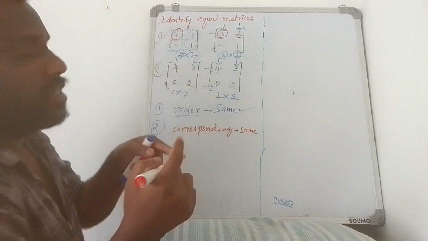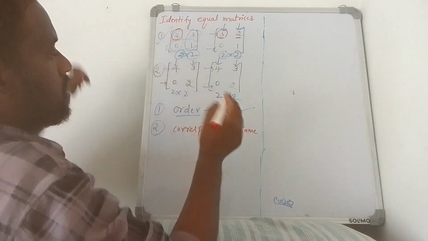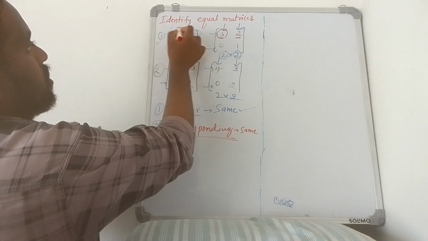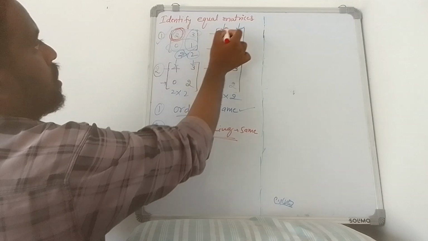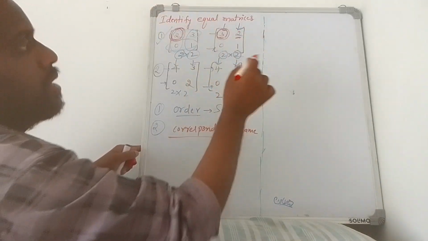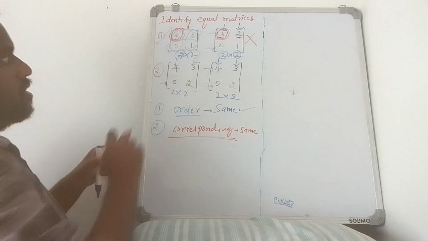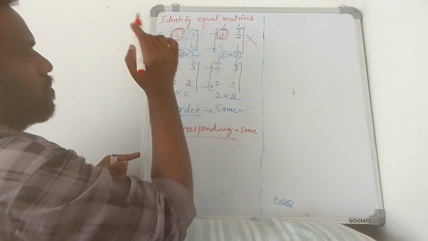But some people may think this is equal matrices. So this is very important. Corresponding elements should be the same. I mean, this first element is 2, so here the first element should be 2 only. But here we have 3. So not equal matrices.